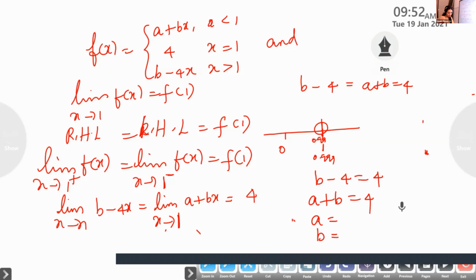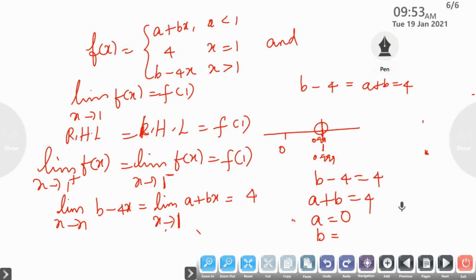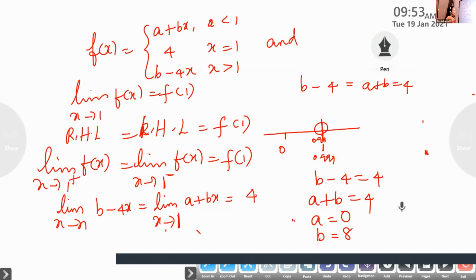Aparna, give the values of A and B. Ma'am, A is equal to 0 and B is equal to 4. Check it. B minus 4 is 4, so B is 8. Aparna, look at your B. B is 8. And what's the value of A?